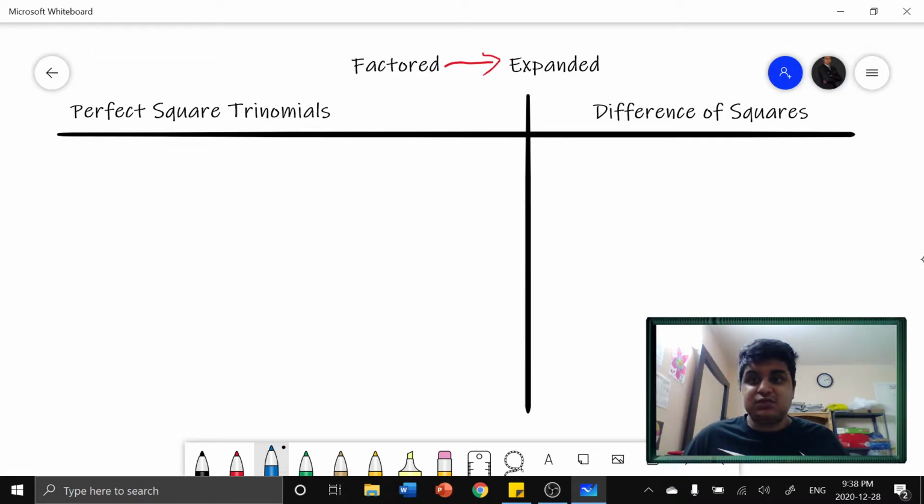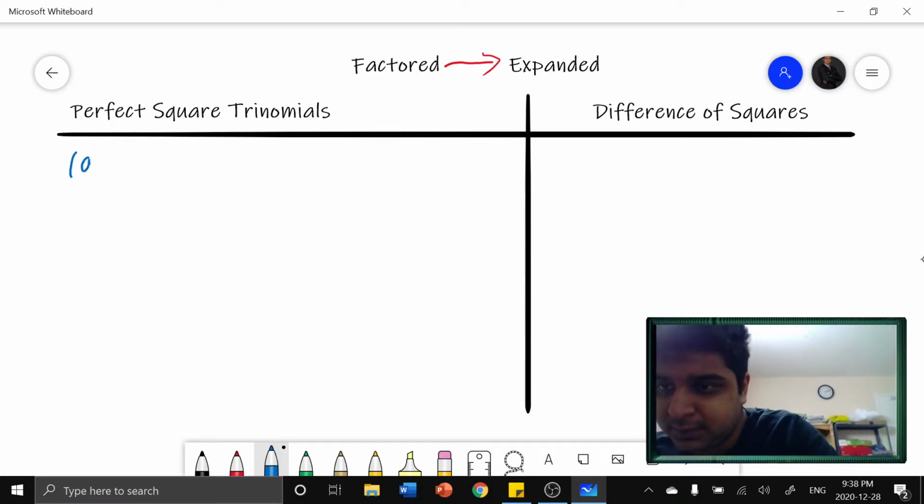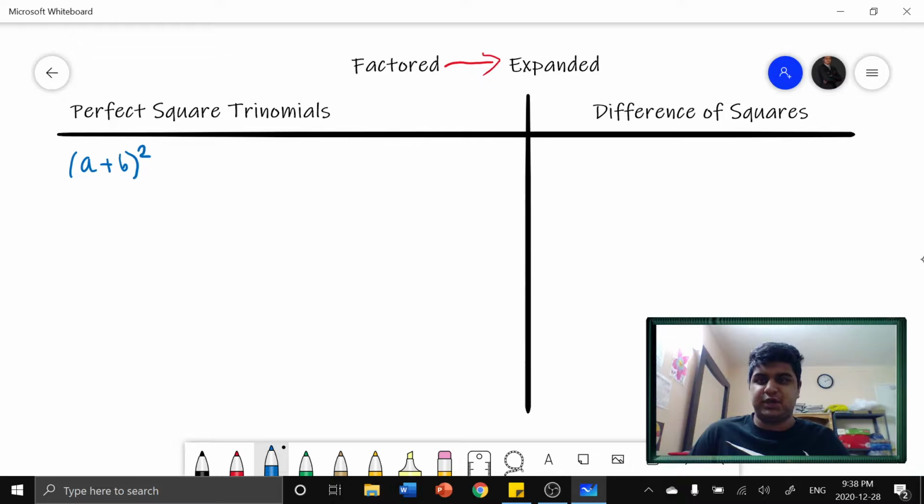Let's take the simplest perfect square trinomial. What we're going to do is start with the factored form and work towards the expanded form, and then I'm going to show you how to move back and forth. Okay? With respect to perfect square trinomials, let's start with the easiest one I can think of, which is (a + b) squared. So this is our nice, easy perfect square trinomial.